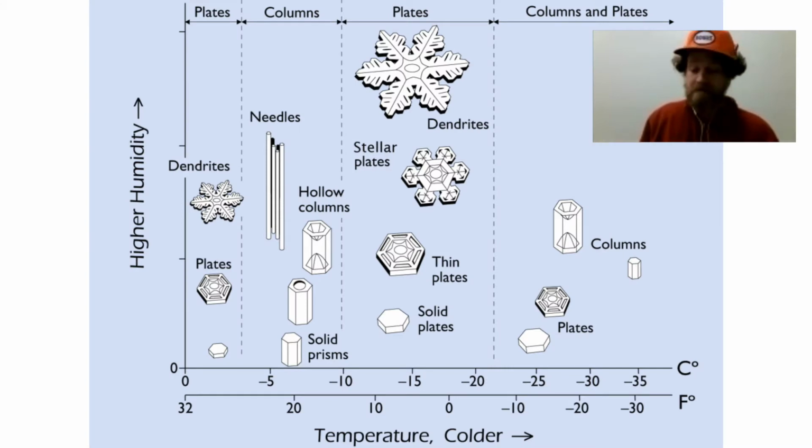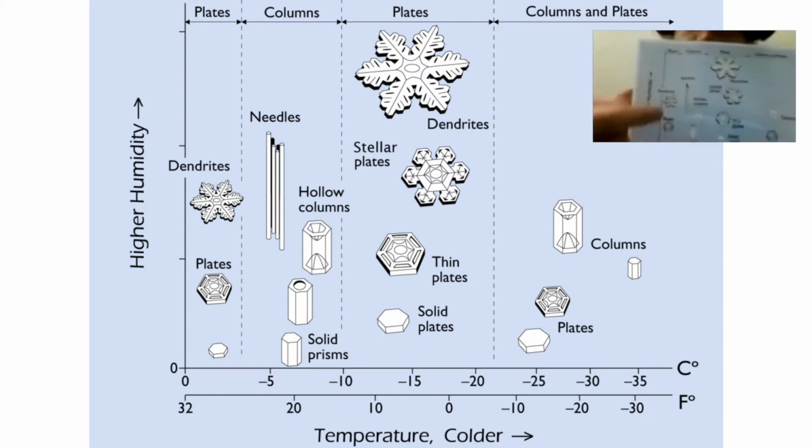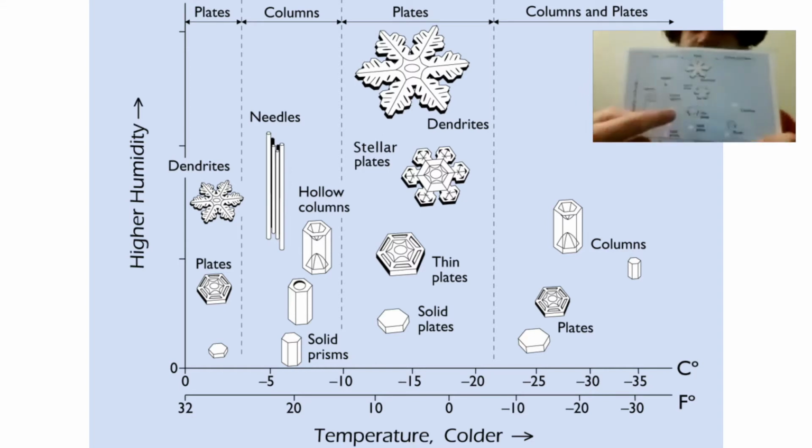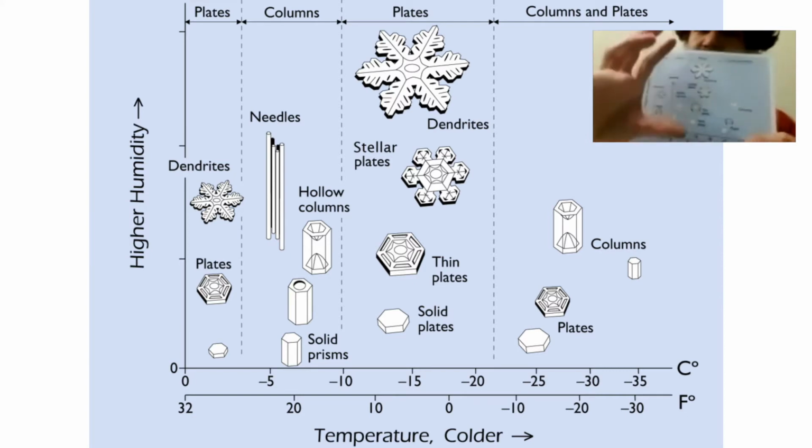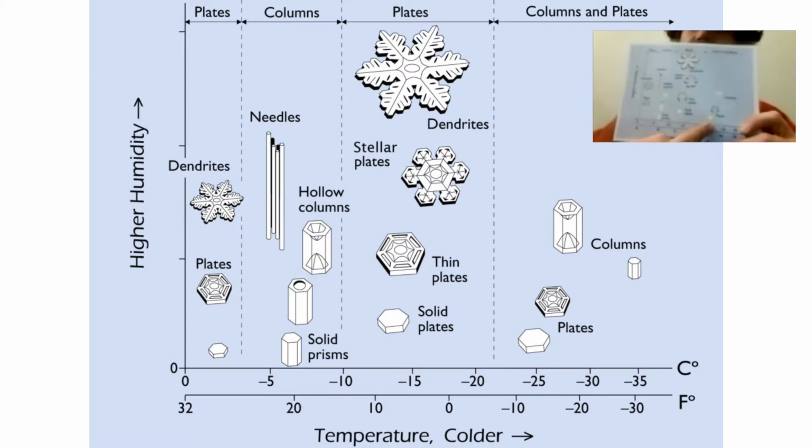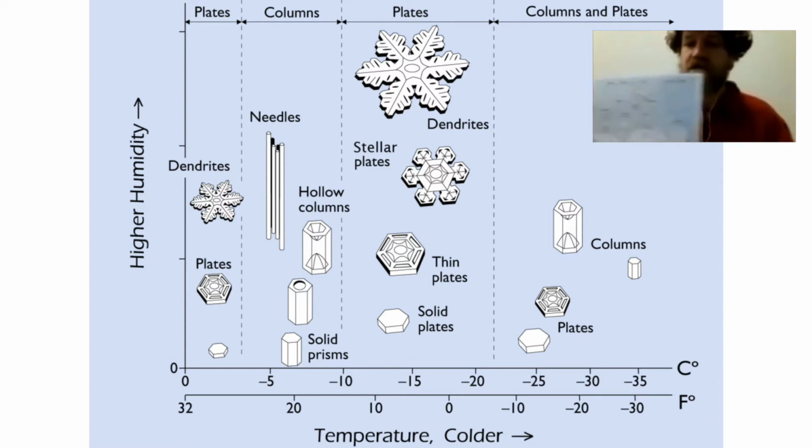Okay, great. Now, if you said temperature and humidity, you're right on track. Depending on the temperature, you're going to have different shapes. Around 28 degrees, we're going to have plates forming. You can see here we have some plates. As we get colder, we're going to go to those column shapes. As we get even a little bit colder, we're going to have those plates forming again, but this time they're going to be even bigger. And then as we get really, really cold, 0 degrees Fahrenheit and below, we're going to get a mix of plates and columns, but the crystals are generally very, very small.